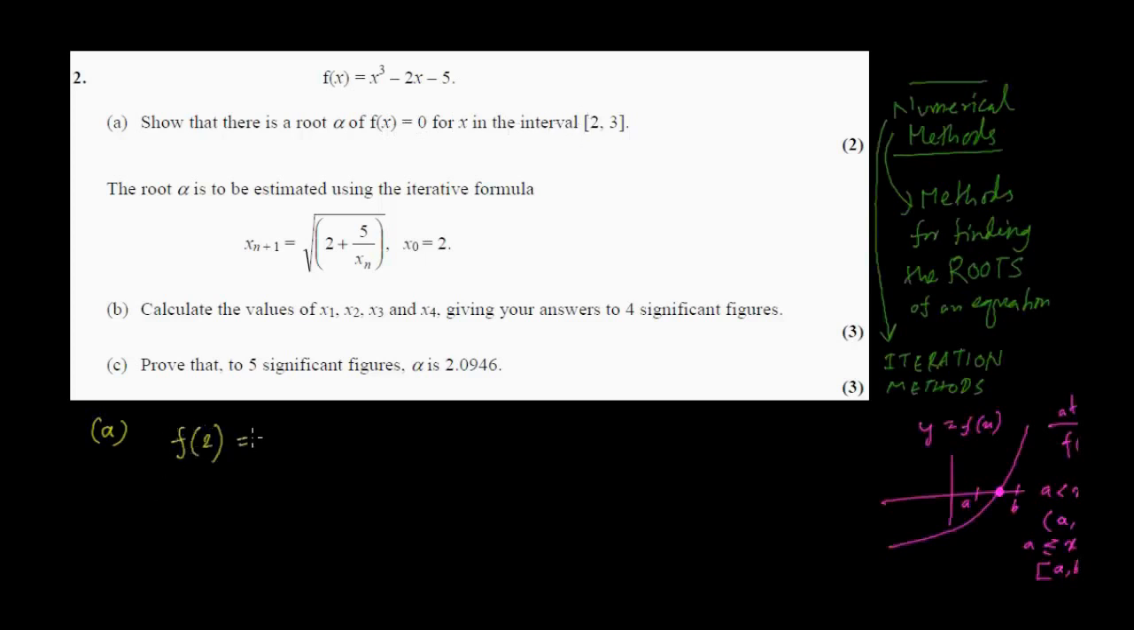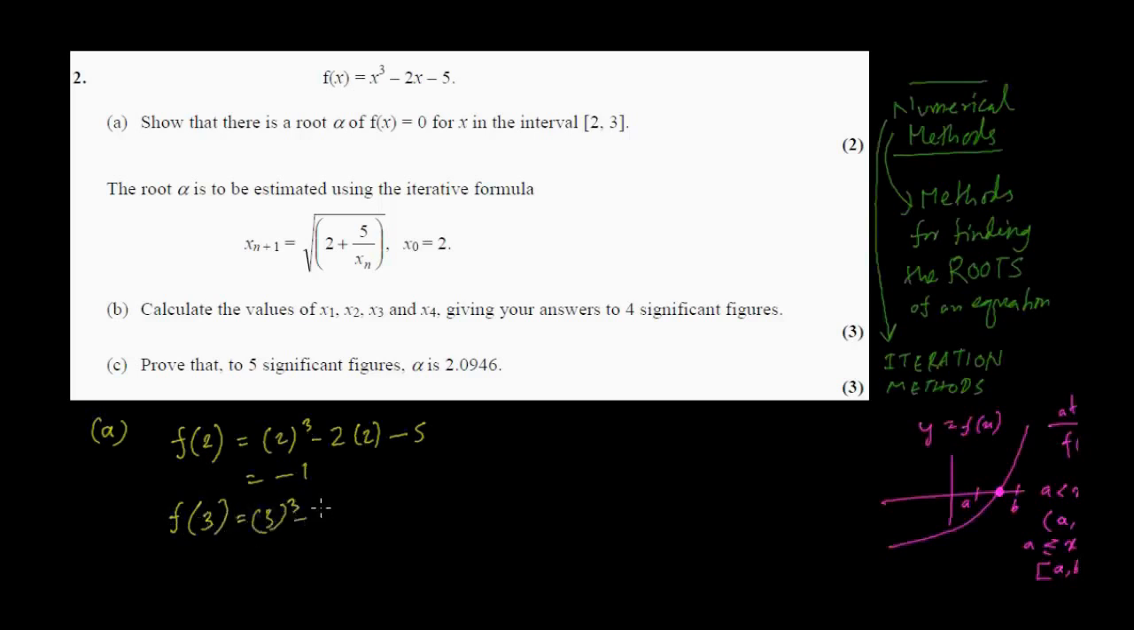So f(2) equals what? It is going to be 2 cubed minus 2 into 2 minus 5. It'll be 8 minus 4, 4. 4 minus 5 is minus 1. And then put the next one, f(3) is 3 cubed.